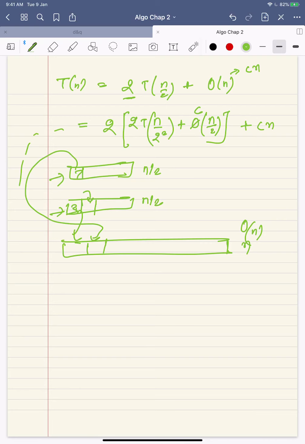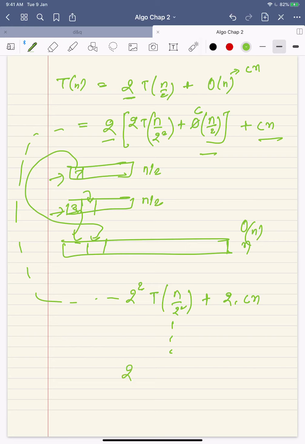And from here, you keep expanding this. This will give you 2 square T(n/2 square) plus Cn. There is one Cn here, another Cn here, 2 times Cn. Now again you take arrays of size n/2 square and continue doing that. You will stop when n/2 to the power k becomes of size roughly 1. So this k is log n.